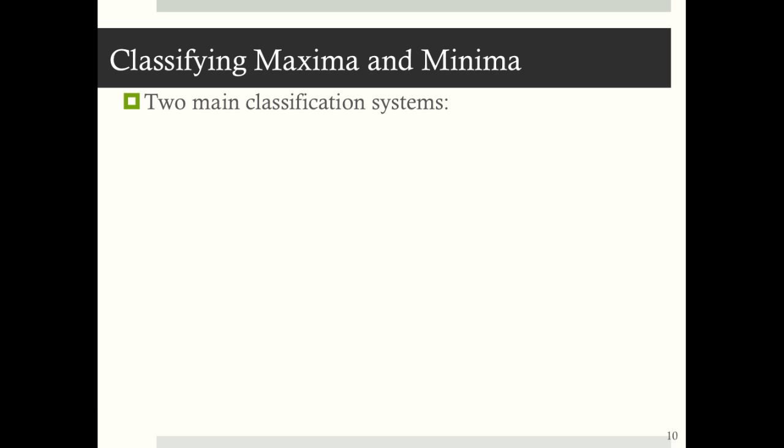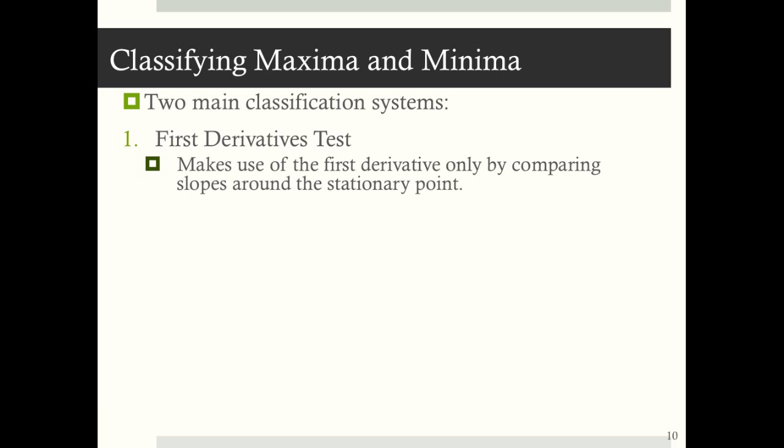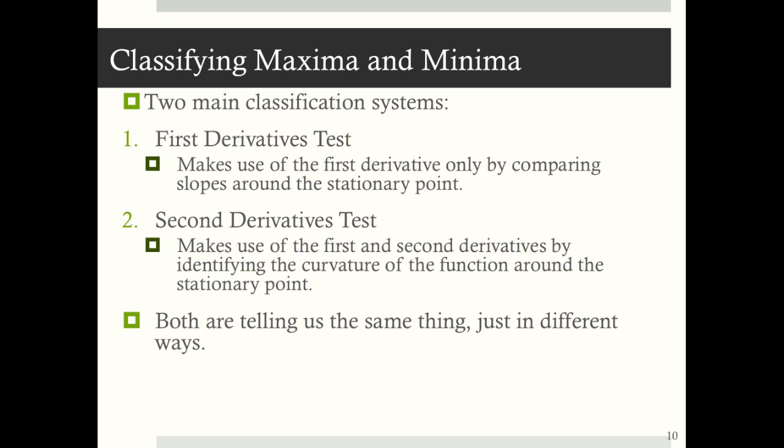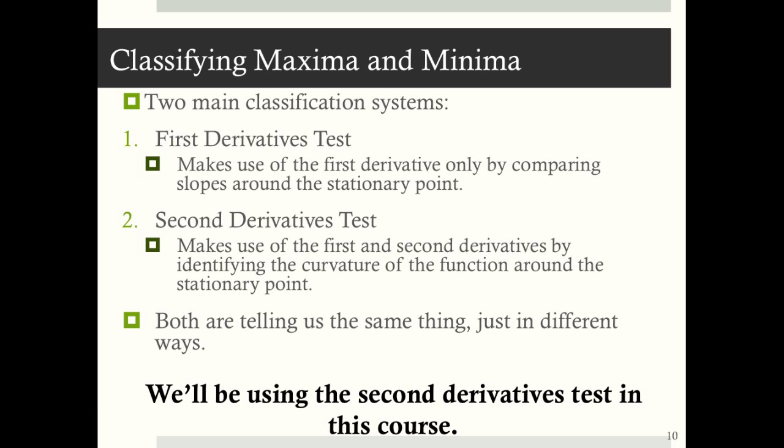Well, there are two main classification systems for identifying maxima and minima. The first one is called the first derivative test, and it makes use of the first derivative only by comparing slopes around the stationary point. And then there's the second derivative test. It makes use of both the first and second derivatives by identifying the curvature of the function around the stationary point. The first and second derivative tests both are telling us the same thing. They yield the same results, but they just do so in different ways. What you need to know for this course is the second derivative test. We'll still go through the first derivative test just for intuition.